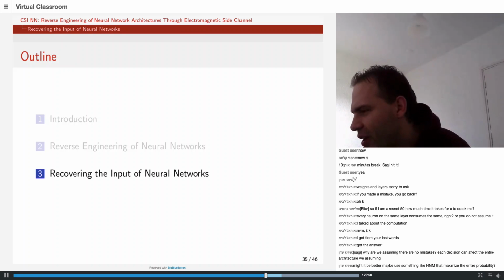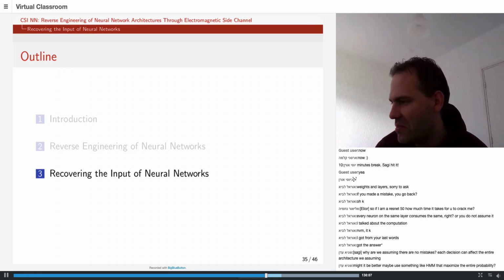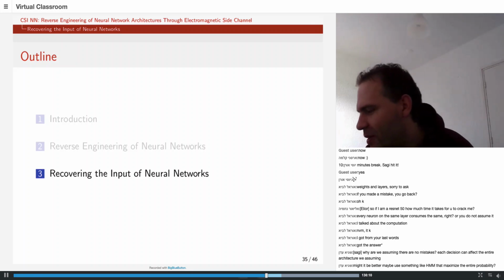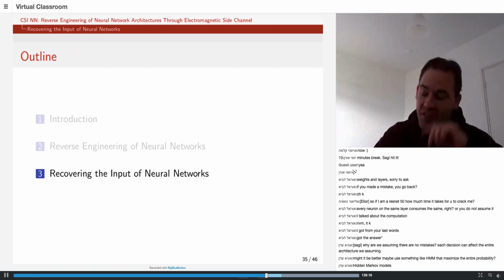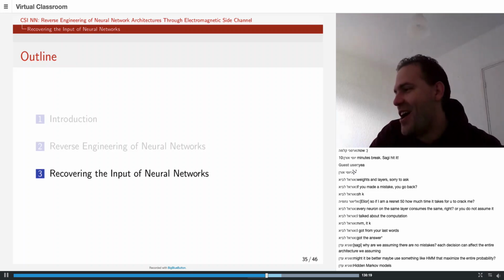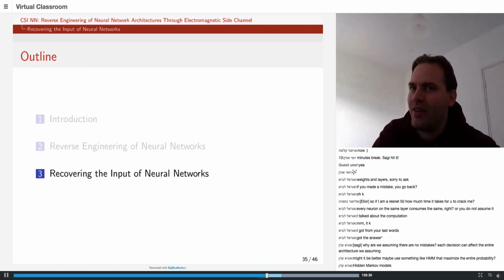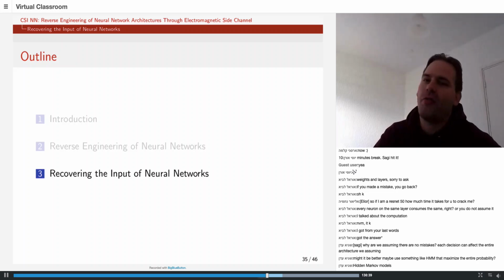Might it be better to use something like an HMM that maximizes the entire probability? What is HMM? Hidden Markov Model. Okay, then I was thinking correctly. I don't know, this is a question I do not know the answer to. It could maximize the whole probability, but I cannot say it would work better because I never tried it in this context, so I have no idea.